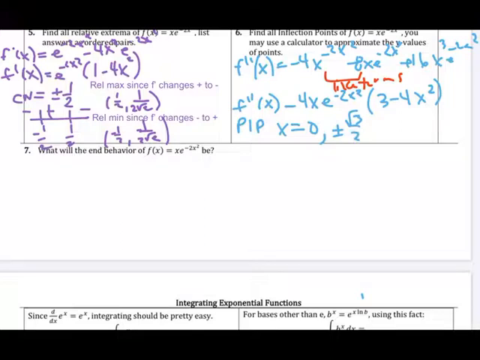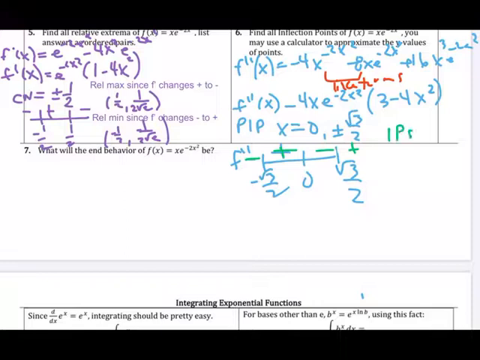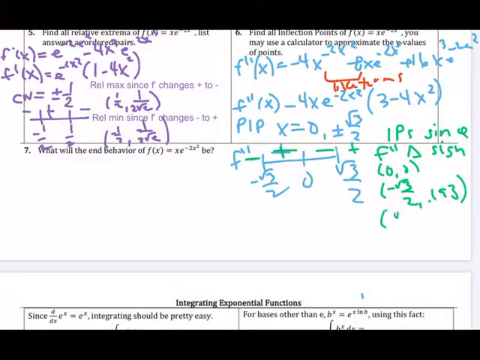So make a number line with those. Each of those is going to be a point of inflection. So we have inflection points, and these are true because f double prime changes sign. And those are going to be at 0, 0, negative root 3 over 2, negative 0.193, and you could use a calculator to find that. Root 3 over 2, sorry, this should be negative also. Root 3 over 2, positive 0.193.